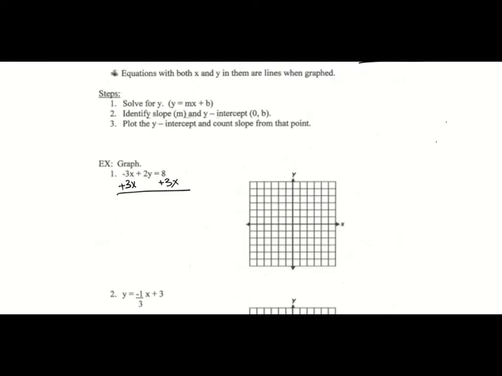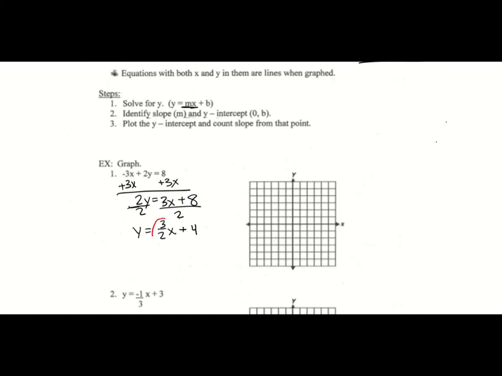When I do that, I'm left with 2y equals, and when we put it into y-intercept form, that x term always comes first, y equals mx plus b. So I'm going to put my x term first, then my number. Then I'm going to divide both sides by 2. I get y equals 3/2 x plus 4. So remember that 2 has to be divided by the 3 and the 8. Now my second step is to identify the slope, which is our m, and the y-intercept, which is our b.